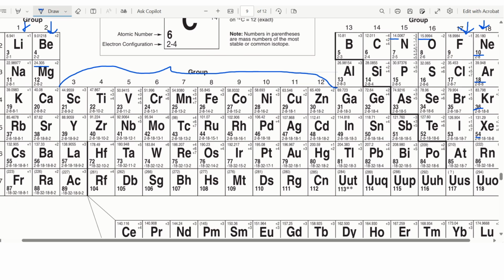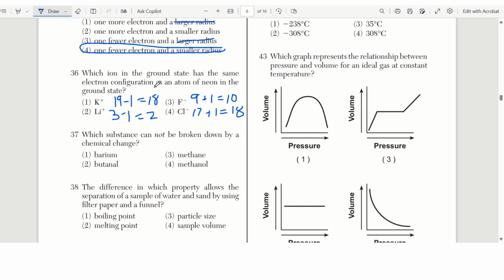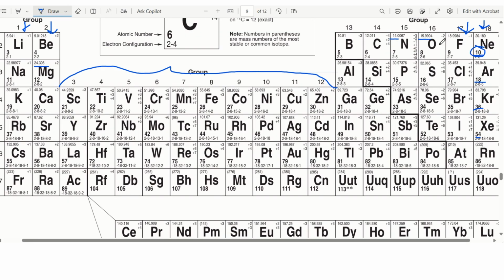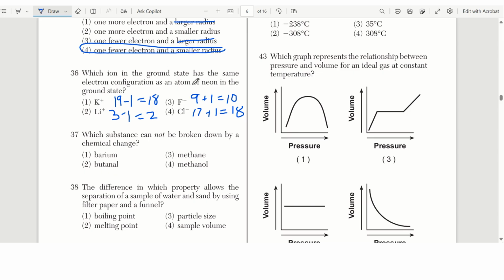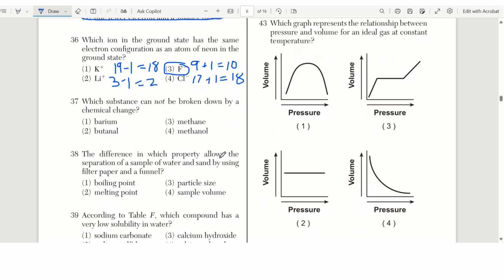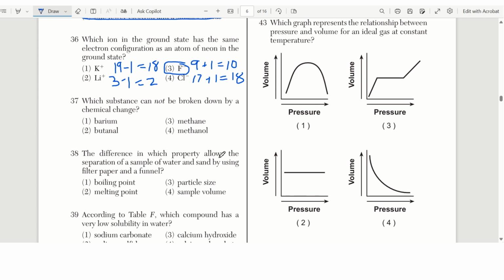So my question was asking which one has the same electron configuration as neon? Well, neon has 10 electrons. So which ion ended up with 10 electrons? Yeah, fluorine.